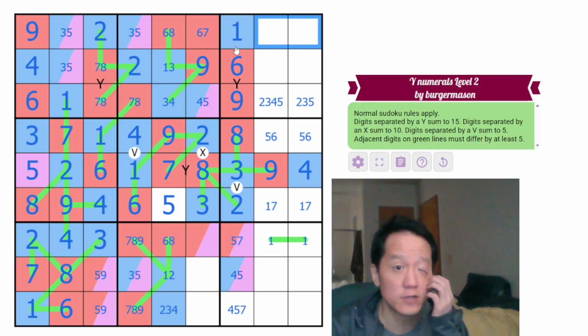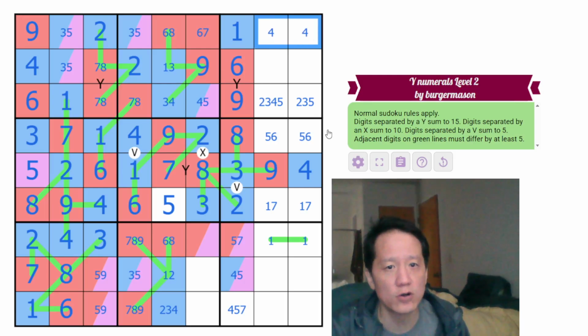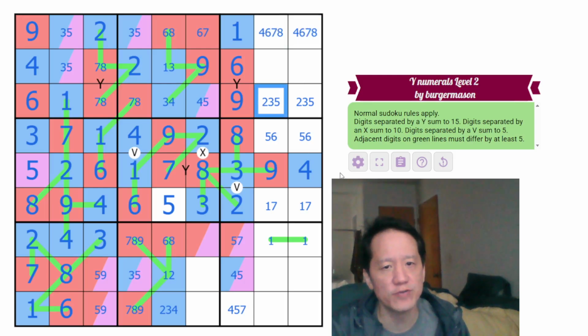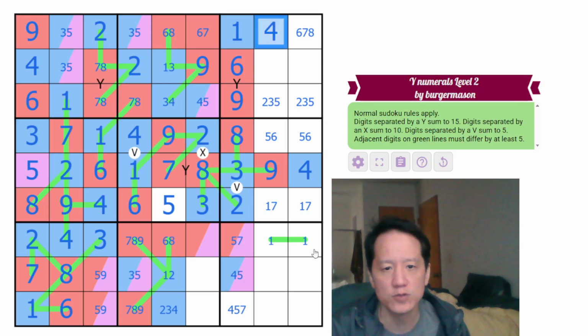Remaining digits here have to be 4 with 6, 7, or 8. So this cannot be 4. This can't be 4. Where's the 4 in row 1? It has to be here. So this is a 4, which makes that a low. This has to be a high. These are low or 5.